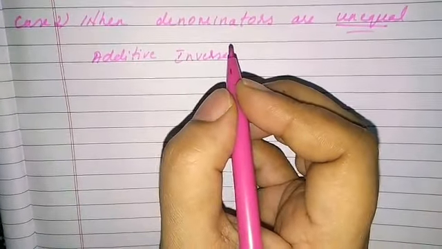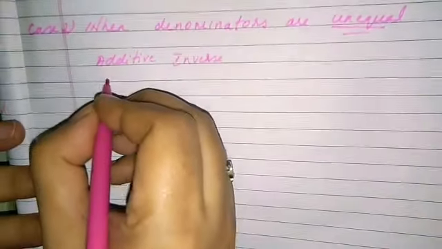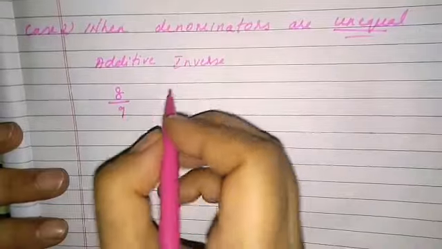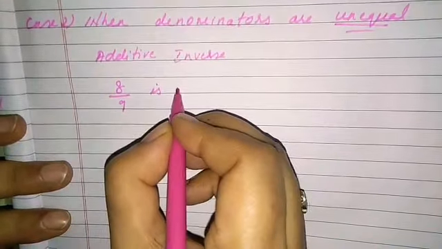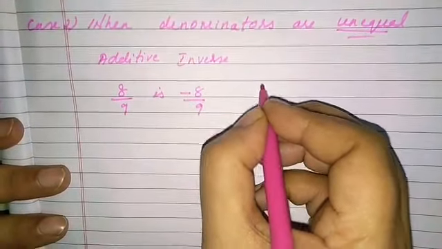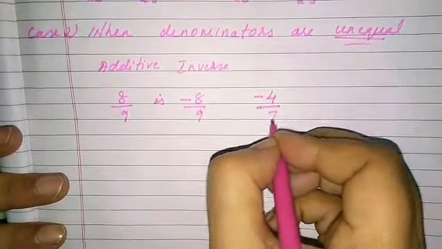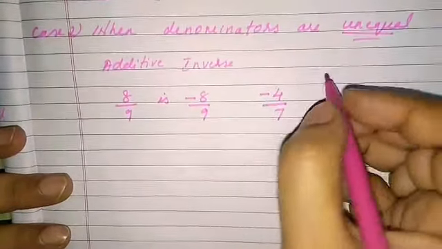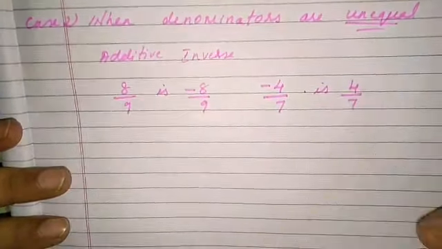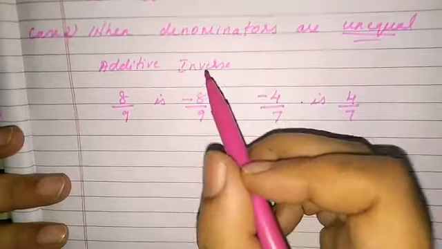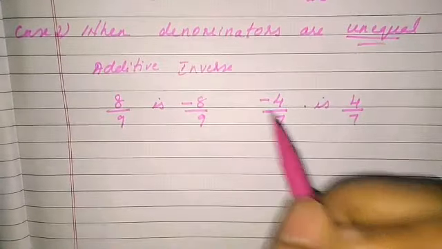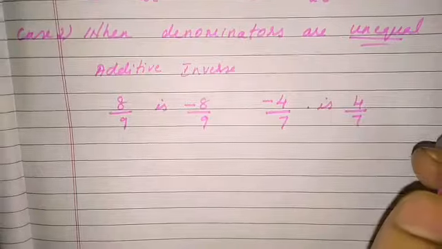Now additive inverse. Let's say we take a number 8 by 9. The additive inverse of 8 by 9 is minus 8 by 9. If we take one more number, like minus 4 by 7, the additive inverse of minus 4 by 7 will be 4 by 7. It's quite easy. If you have a negative rational number, you have to make it positive, and if you have a positive rational number, you have to make it negative. That's it. That's the additive inverse.